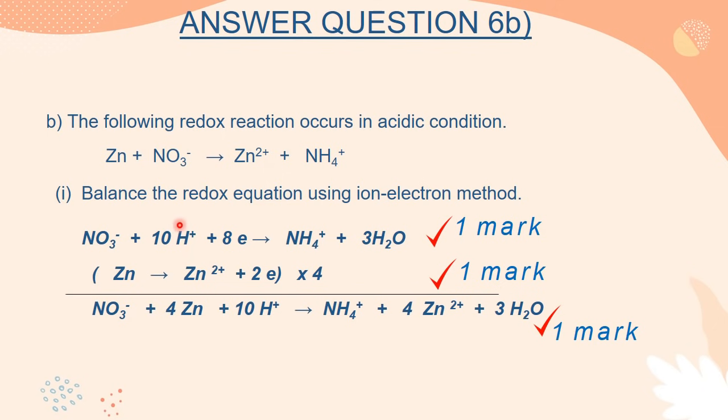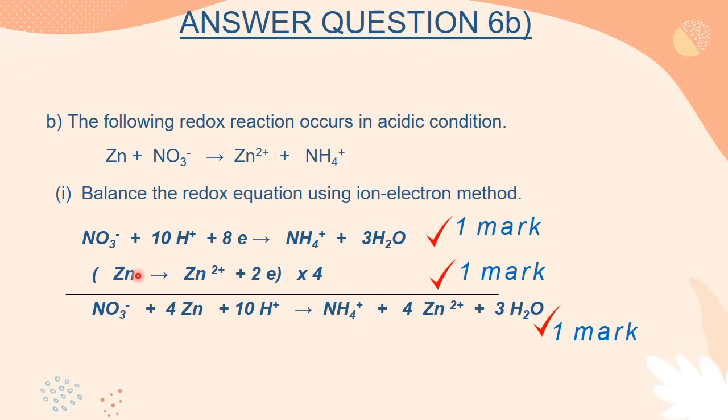Sini positif 9, di sini positif 1. Positif 9, positif 1. So kita kena tambah dengan 8 elektron. 8 elektron ni maksudnya tolak 8. 9 tolak 8 dapat positif 1. So sebelah kanan ni pun dah ada plus, so positif 1. Okay, dah balance. So ini cara kita nak balance using ion electron method.